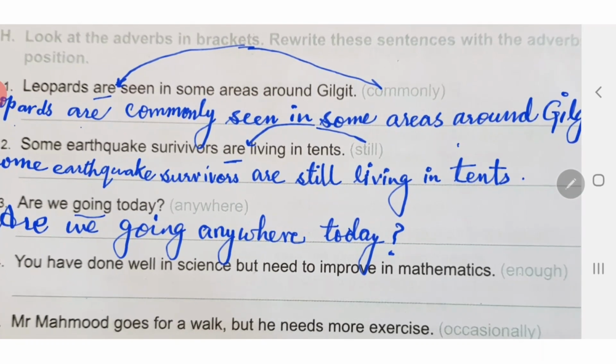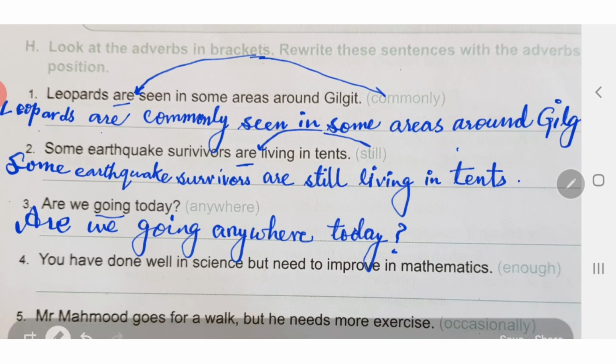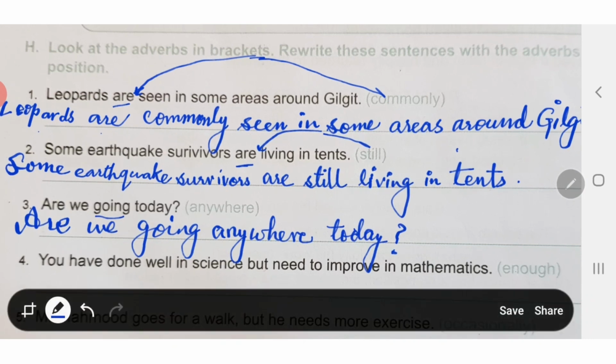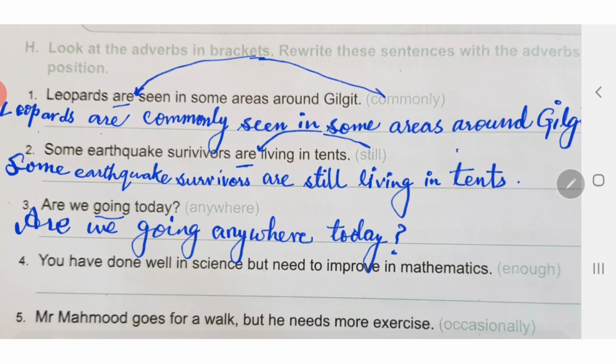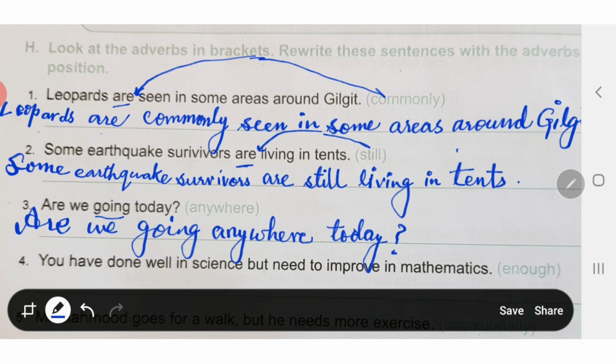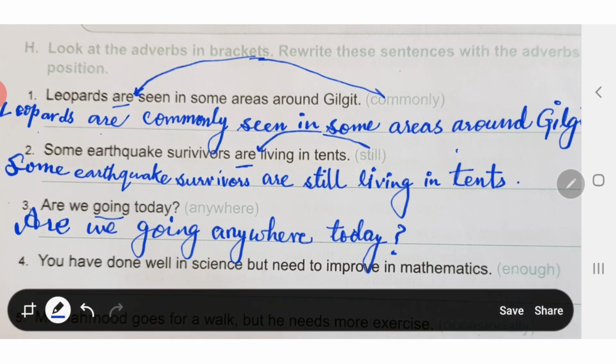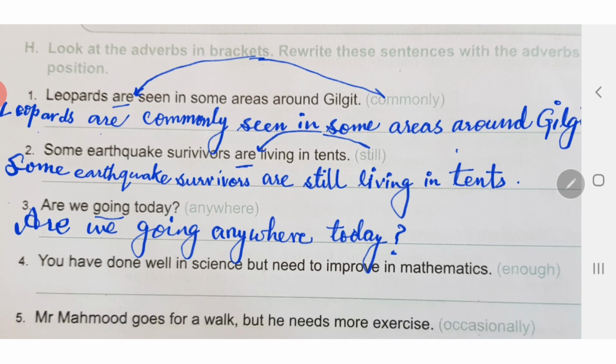Number 4 says you have done well in science but need to improve in mathematics. The bracket says enough. Now students, let's focus. Like I told you, adverbs also modify verbs, adjectives or other adverbs. In this case, this one, enough, is an adverb. This will also be giving meaning to another adverb. So let's pick it out.